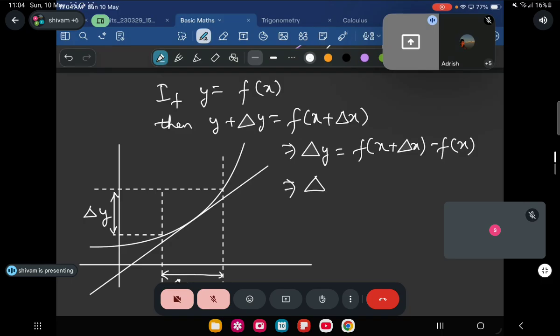Next, what is delta y by delta x? Average speed. See, this is how we denote average speed. Delta y by delta x will be equal to f of x plus delta x minus f of x upon delta x. Tell me, everyone.